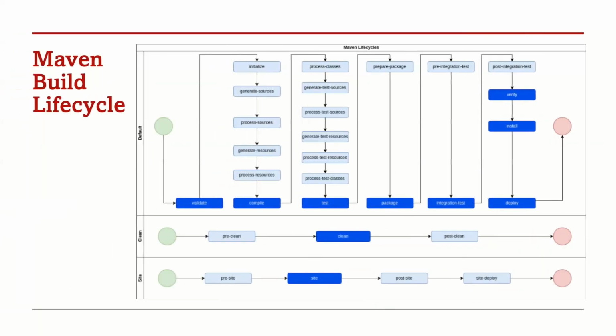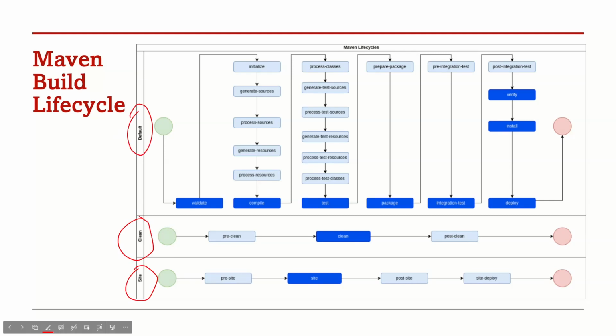Okay, now let's understand Maven build lifecycle. The Maven build lifecycle consists of a sequence of phases that Maven executes to build and manage a project. Each phase represents a specific step in the build process, and Maven follows a predefined order when executing these phases. Understanding the Maven build lifecycle is crucial for effectively managing and customizing your project's build process.